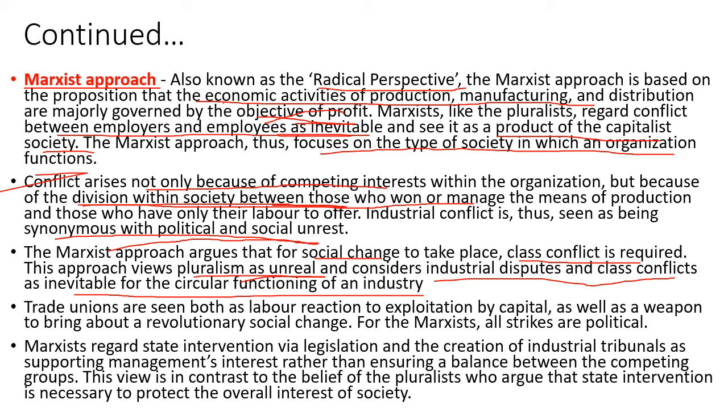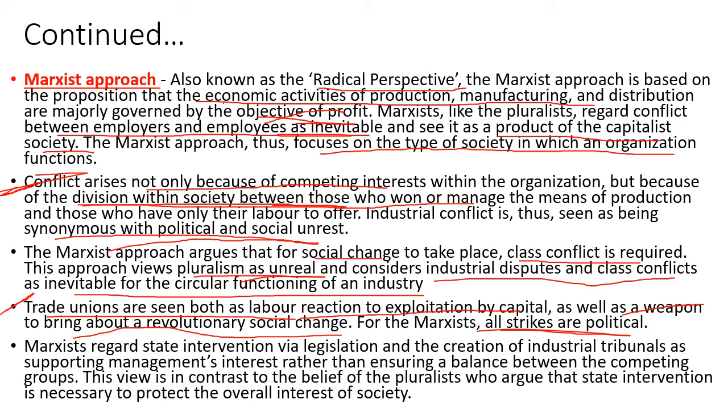Trade unions are seen both as labor reaction to exploitation by the capital as well as a weapon to bring about a revolutionary social change. That is, trade unions can represent employees for the employees' welfare, and also they are a weapon. Why? Because they can change things. If all the trade unions are gathered together, they can literally change the government. So for the Marxist, all strikes are political. This is the most important point here.